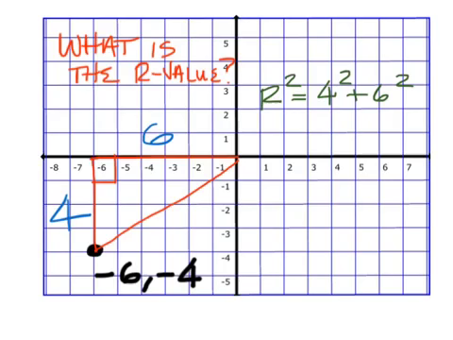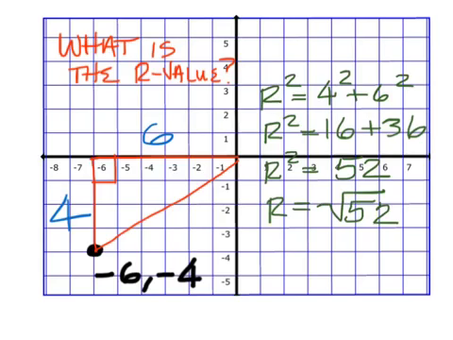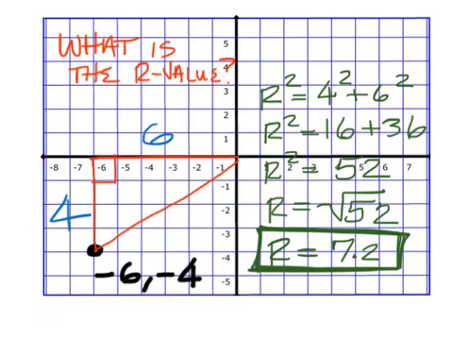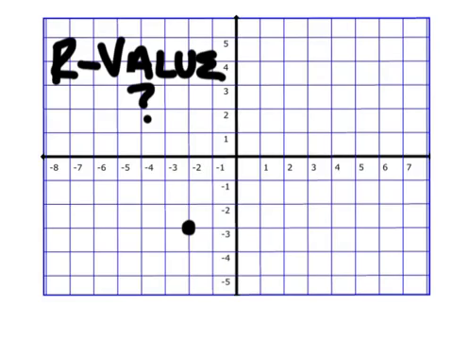R squared equals 4 squared plus 6 squared. And of course that is 16 plus 36. That gives you a value of 52. And of course you have to find the square root of 52. And that comes out to be 7.2. R value is 7.2. Any questions on how to find the R value? Round to the 10th place. Walk by with the answer to this. What is the R value of that point?